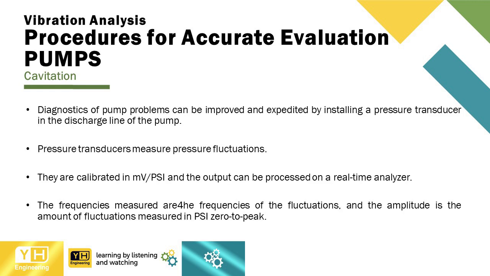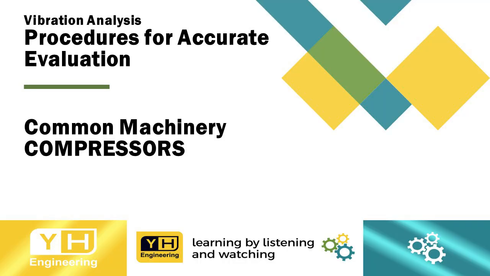Diagnostics of pump problems can be improved and expedited by installing a pressure transducer in the discharge line of the pump. Pressure transducers measure pressure fluctuations. They are calibrated in mV/psi and the output can be processed on a real-time analyzer. The frequencies measured are the frequencies of the fluctuations, and the amplitude is the amount of fluctuations measured in psi 0 to peak.